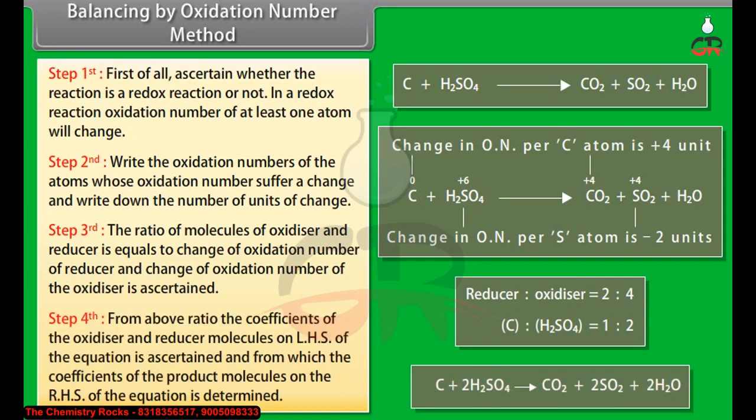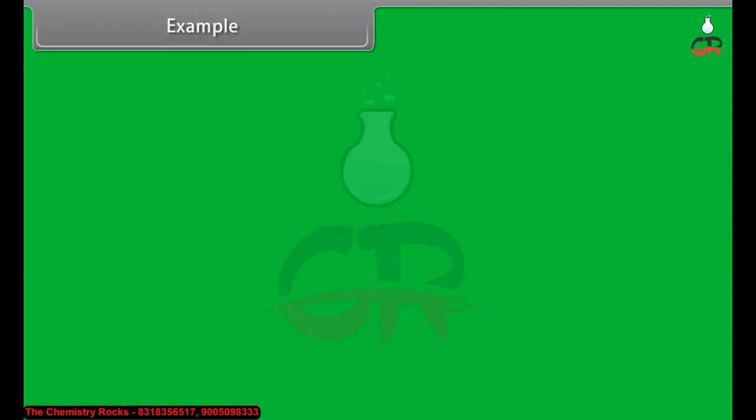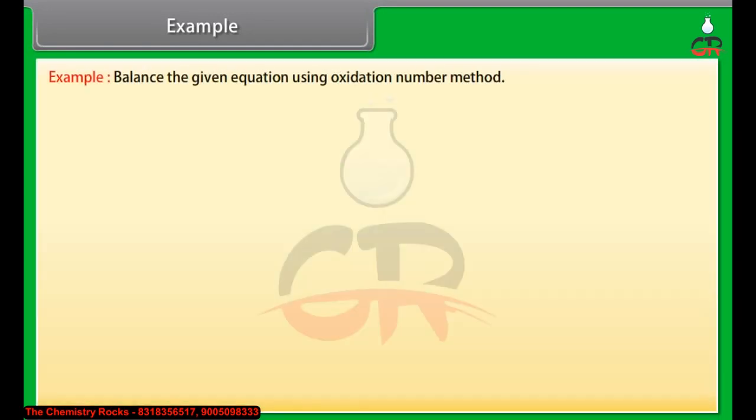Step fourth. From the above ratio, the coefficient of the oxidizer and reducer molecules on the LHS of the equation is ascertained, and from which the coefficient of the product molecules on the RHS of the equation is determined. Example. Let us take an example of balancing the equations. Balance the given equation using oxidation number method. Let's see the solution. Here, the given equation is HNO3 plus H2S gives rise to NO plus S.